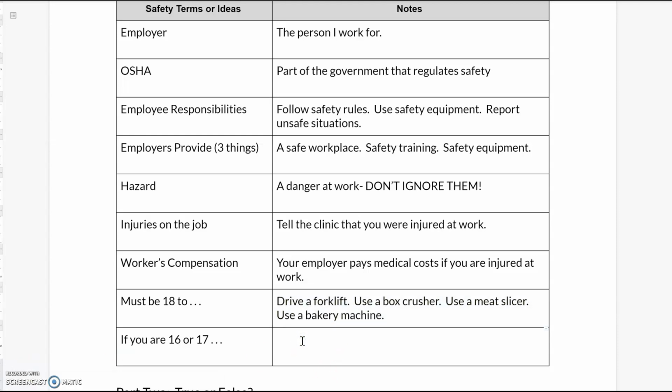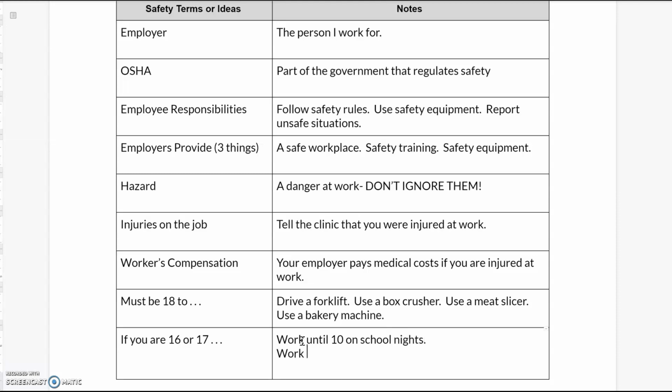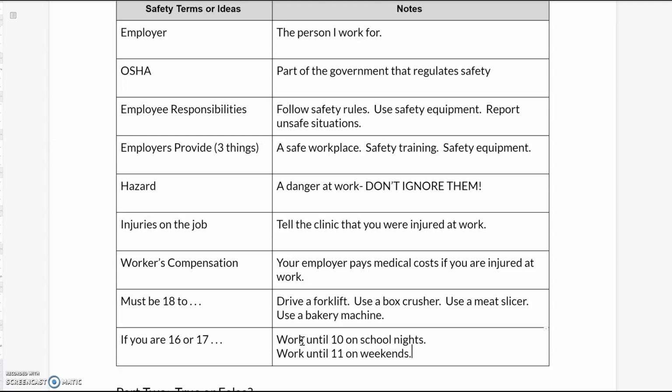If you are 16 or 17, you can work until 10 on school nights. And you can work until 11 on weekends.